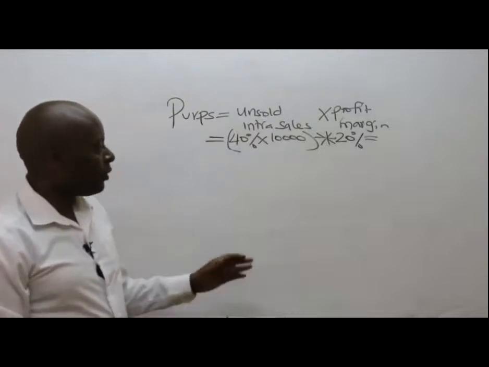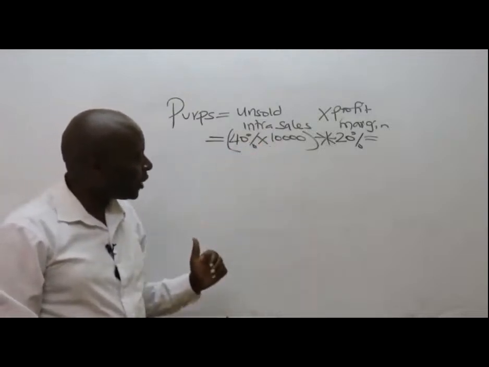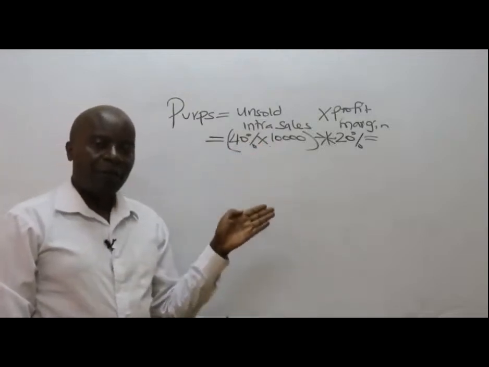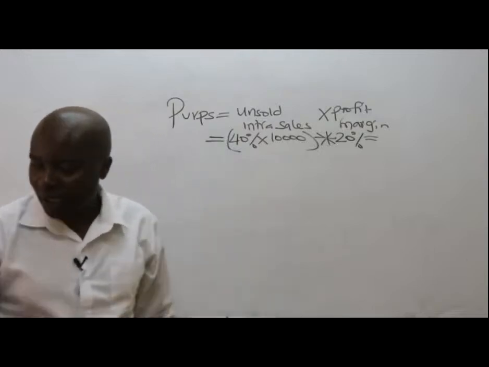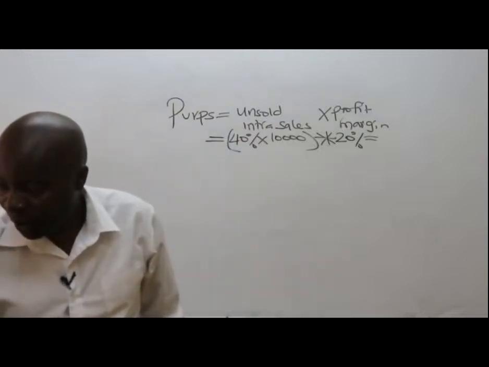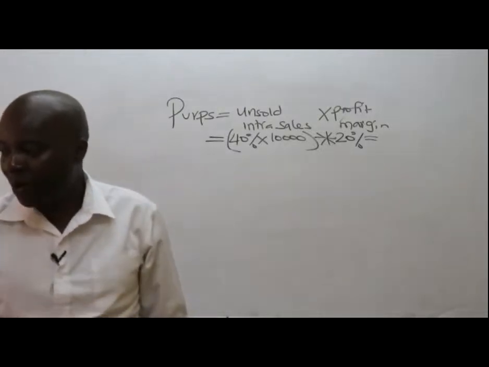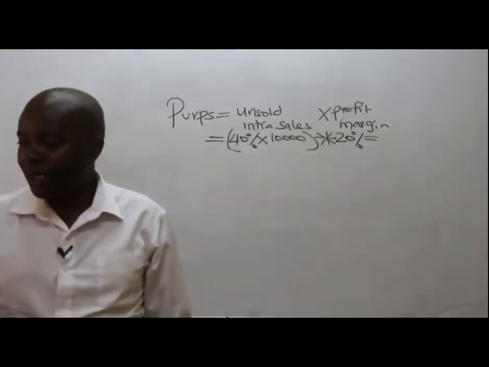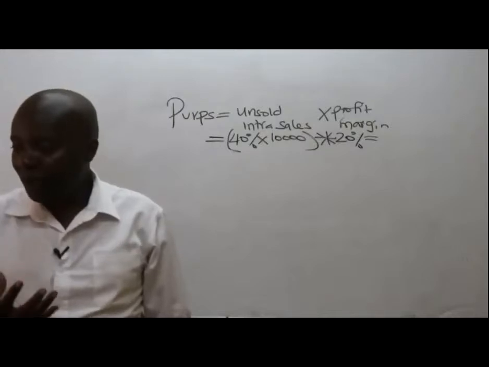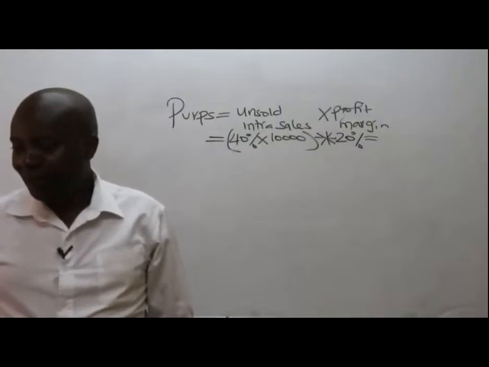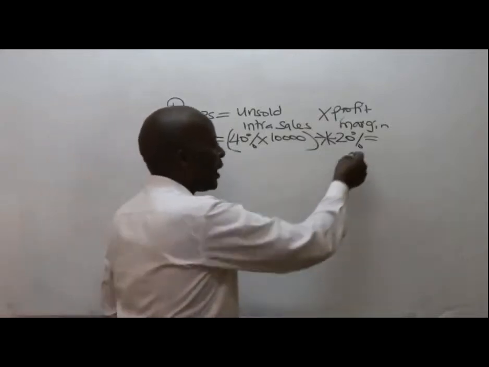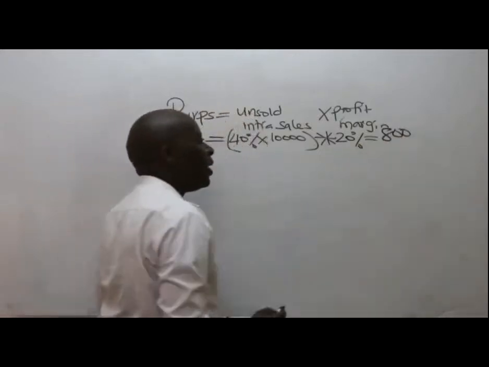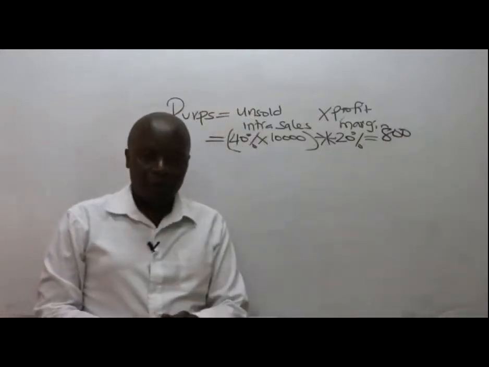Yes. So we have 40% of 10,000, that is 4,000. 4,000 times 20% gives me how much? I'm waiting to get the figure from you. When you give me figures, I'm able to know. Robert gives me a figure of 800. Can someone else back up Robert's figure? Yes, thank you very much. 800.